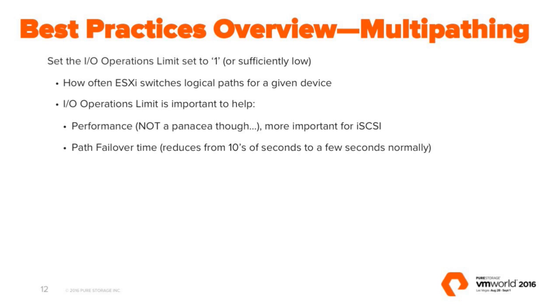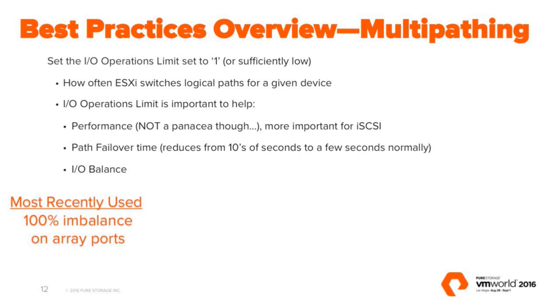So I see I got 2 minutes left. The path failover time reduces from tens of seconds to a few seconds normally, which is very important. You don't want to lose data. You want to move to another controller. When you do non-disruptive upgrades, that is very important.